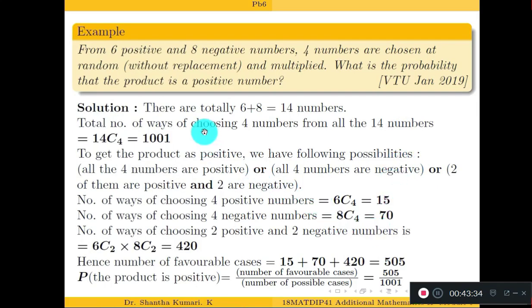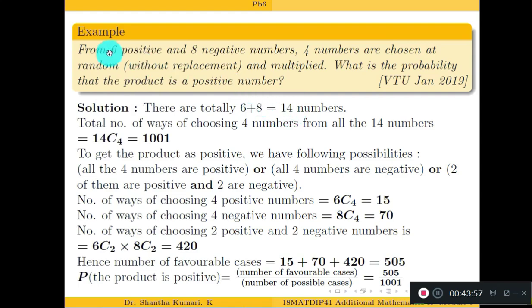Next question. Once again, which is selected from your recent question paper. From 6 positive and 8 negative numbers, 4 numbers are chosen at random without replacement and multiplied. What is the probability that the product is a positive number?